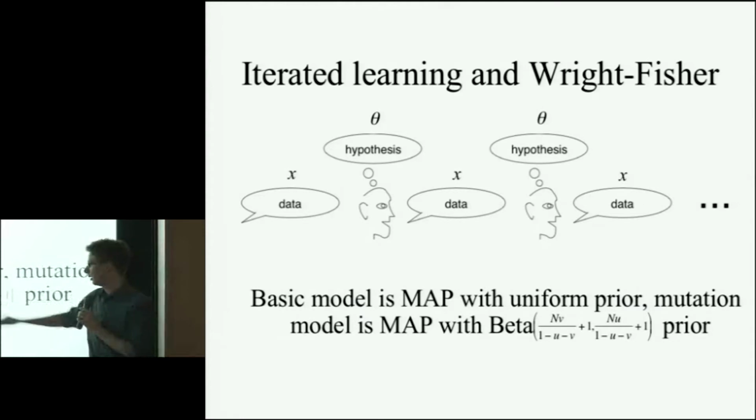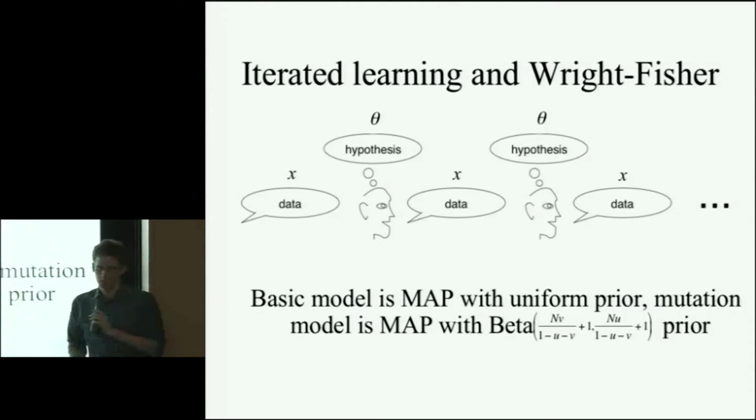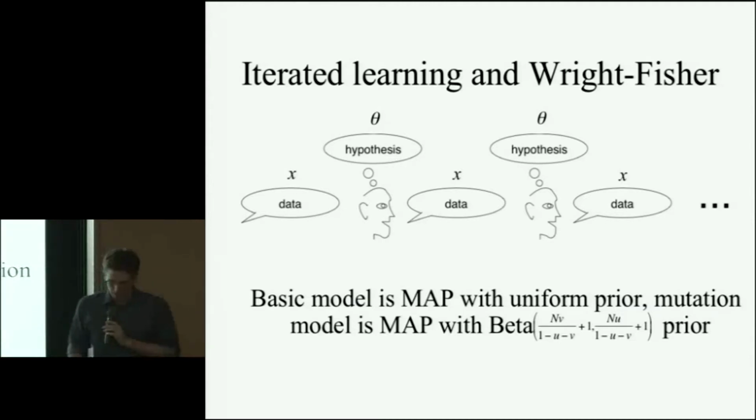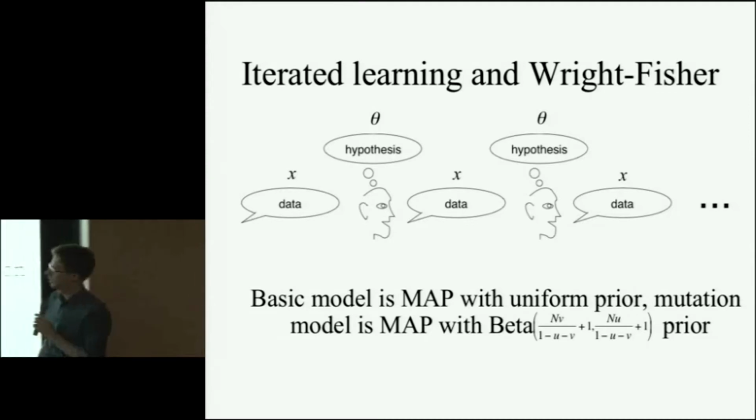And if you have mutation, then it corresponds to a particular choice of beta prior, where the parameters of that prior distribution are determined by the assumptions that you make about mutation in the model. So this, again, sets us up in a situation where we've got a nice mathematical model, it makes some predictions, and we'd like to test it out.